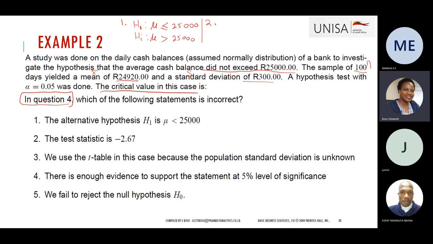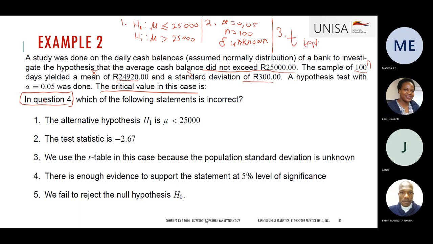Step number two, we need to state what else we are given. Our alpha is 0.05, our n is 100, and we are not given the population standard deviation. It is unknown. So those are some of the things that we know. Step number three, what kind of test are we doing? Since the population standard deviation is unknown, we're going to be doing a t-test.